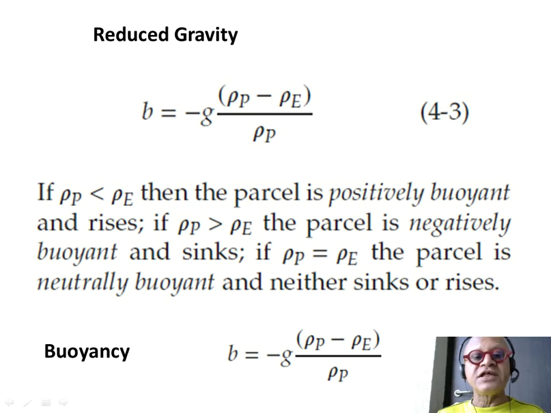So if rho P is less than rho E, then the parcel is positively buoyant and rises. If rho P is heavier than the environment, then it's negatively buoyant and it sinks. And if it's equal, obviously it's neutrally buoyant. So we defined a basic concept of buoyancy and reduced gravity. This becomes very important in the atmosphere and the ocean, because you're moving fluid within a fluid. You're moving a parcel within a fluid, and because of this motion up or down, or sometimes horizontally, the density and pressure and temperature are going to change, and they are all related to each other.